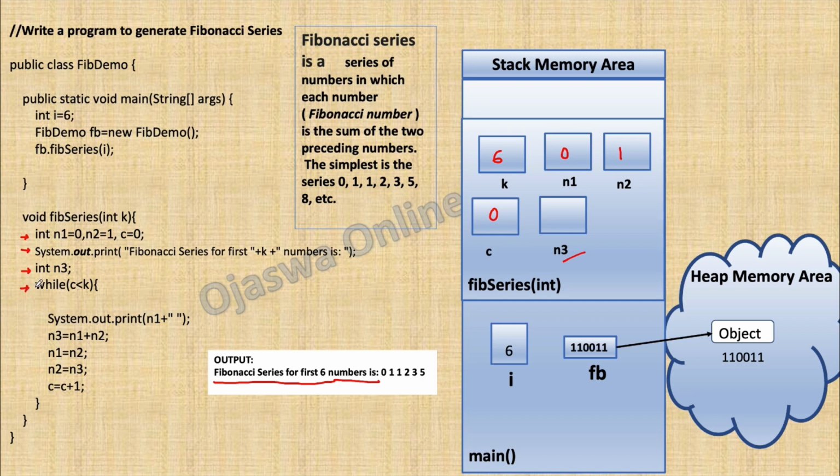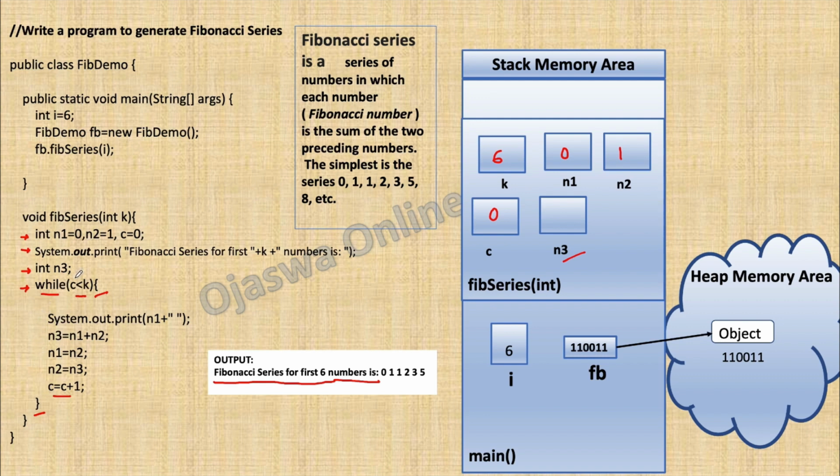Next is the while loop. Whenever we want to execute the code repeatedly, we need to use a loop in our program. Here we are using a while loop. Syntax for while loop is while keyword, inside the parenthesis the condition. You also need an increment statement so that the loop iterates. Open the brace, close the brace, and you will be writing the code inside these braces.